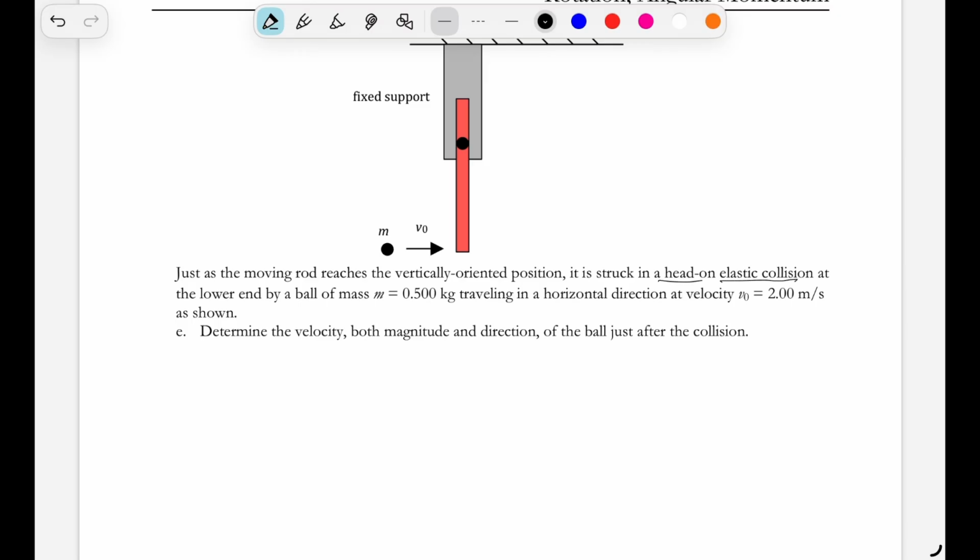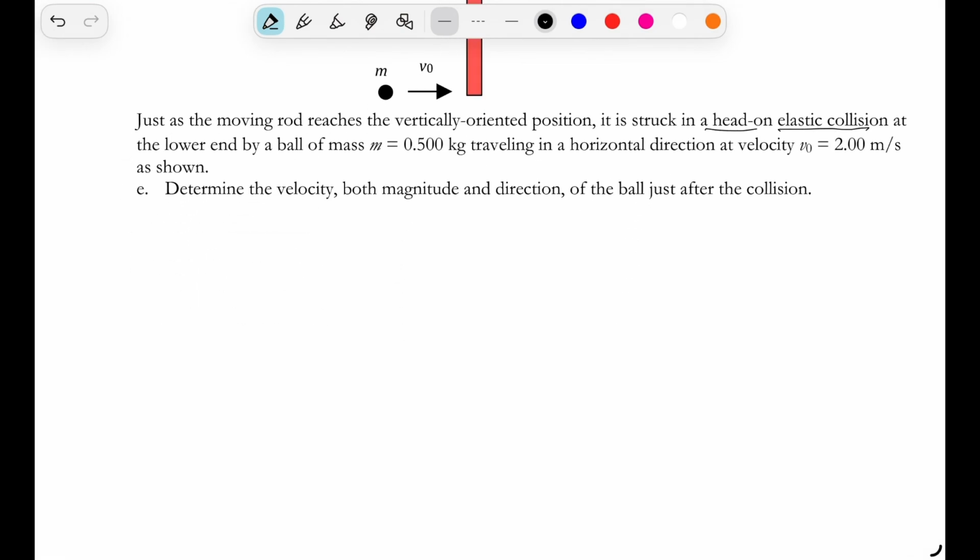Just as the rod reaches the vertically oriented position, it is struck in a head-on elastic collision at the lower end by a ball of mass m equal to 0.5 kilograms traveling in a horizontal direction at an initial velocity of 2 meters per second. Determine the velocity, both magnitude and direction, of the ball just after the collision. So we know the mass of the ball. Let's write everything down again. 0.500 kilograms. Our initial velocity of the ball.